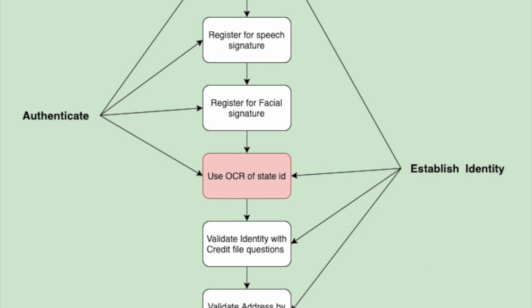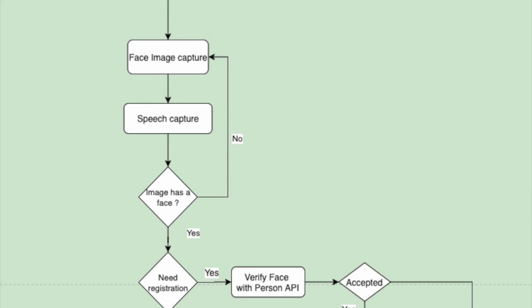Now, that is the concept, and to implement it, what we have done is this. The user starts the authentication process or registration process. The first thing is that after a successful OTP, we capture the face image, and then we capture a speech sample of the user. Once that is captured, an API call is made to make sure that the captured image has a face in it, and that it doesn't have more than one face in it.